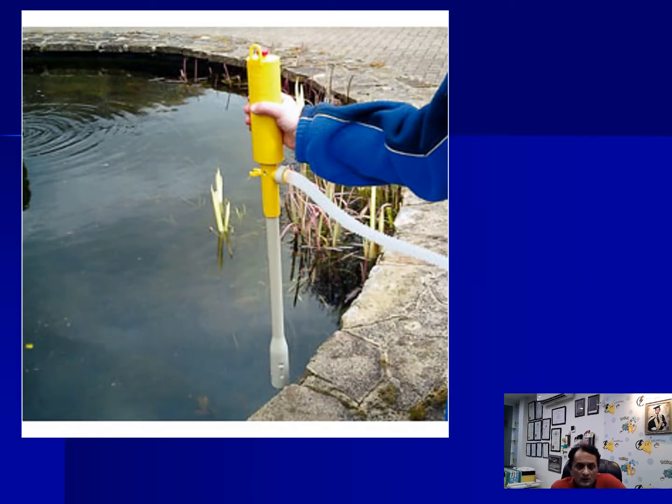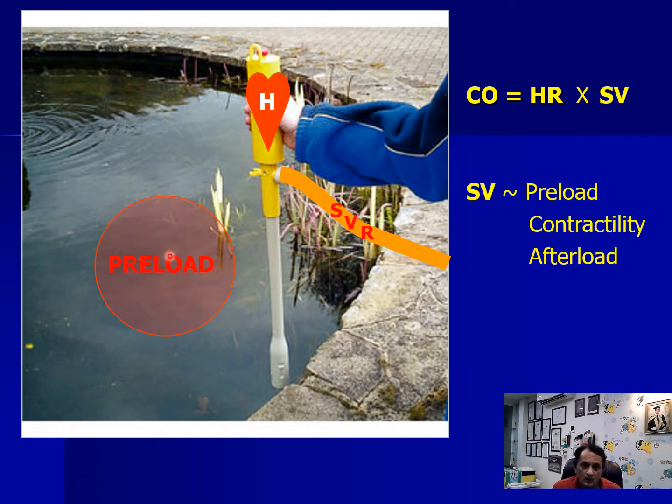So, in this cartoon, we know that cardiac output is equivalent to heart rate and stroke volume. If this is the heart, you can see how big the pool is, which corresponds to preload in the patient. So this is the preload, this is the heart, and these are the peripheral blood vessels, which represent the SVR, systemic vascular resistance.